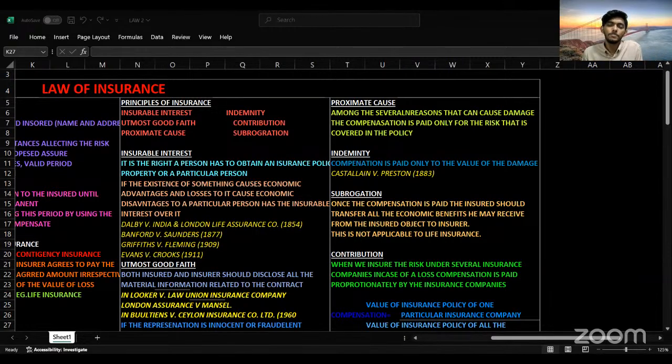I'll take a nice example for this. Let's assume I am a person who has diabetes. I go to an insurance company and obtain a life insurance policy, and I obtain the coverage only for damages that happen to my life due to diabetes.